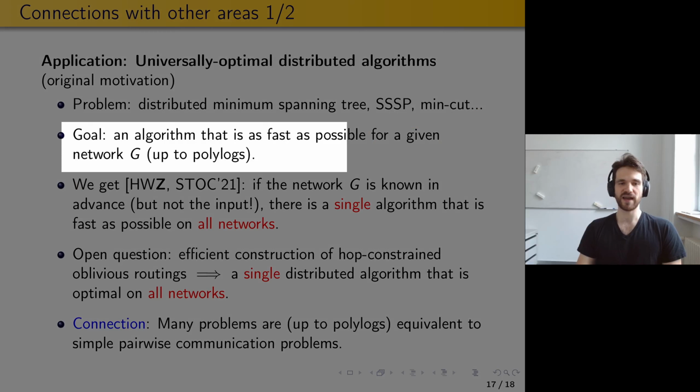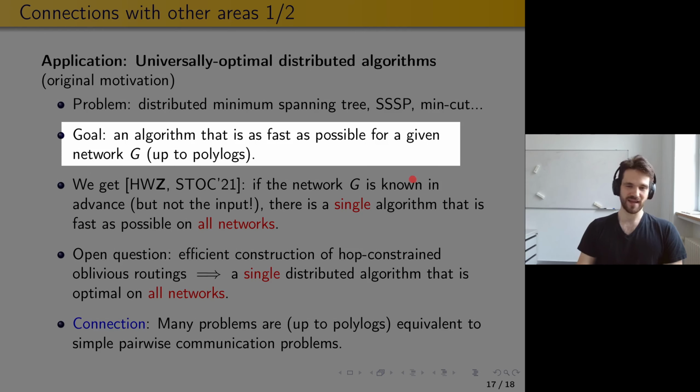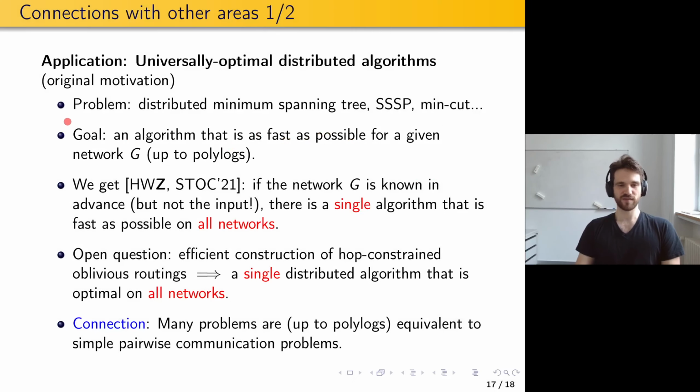Now your goal is to find a single algorithm that is as fast as possible for a given network G, up to polylogs. So basically, if the best possible algorithm on this network works in, I don't know, T rounds, then I want you to give me an algorithm that works in T polylog rounds. So that is polylog close to the optimal. And we kind of get this.